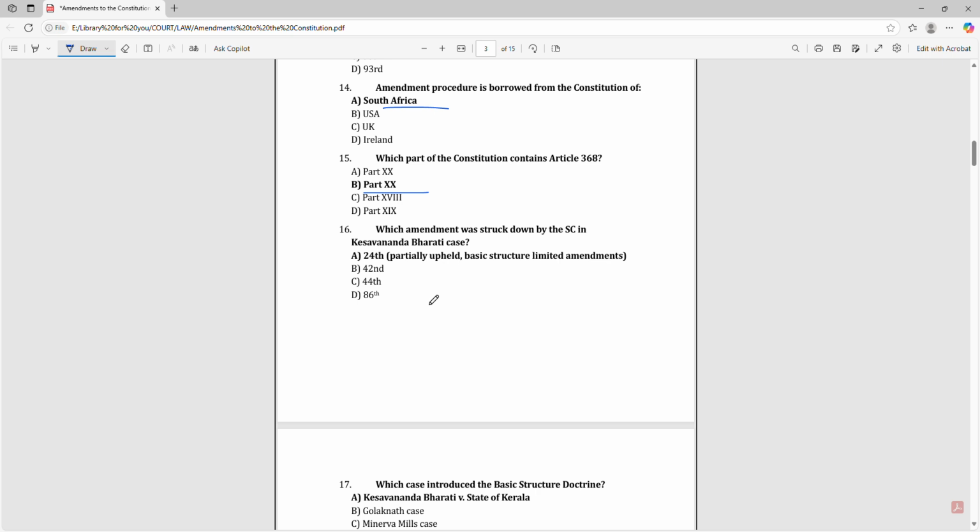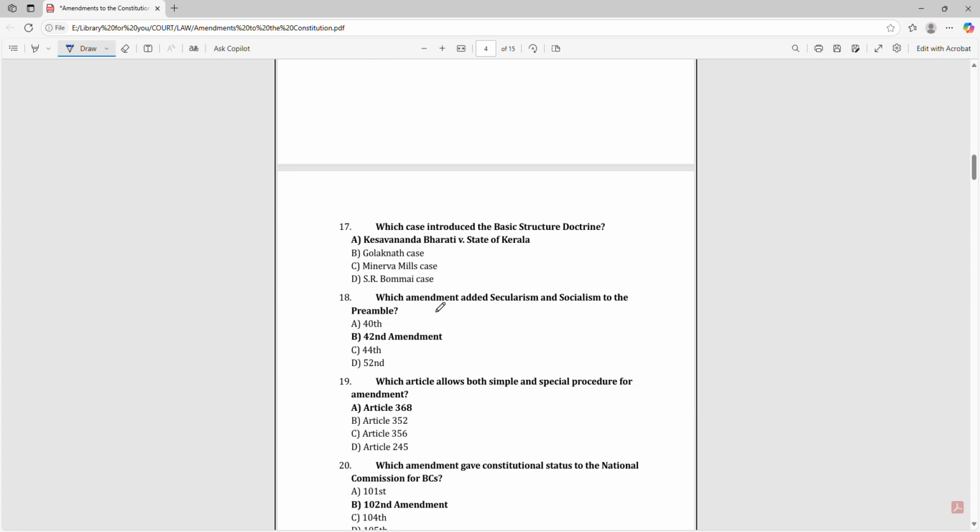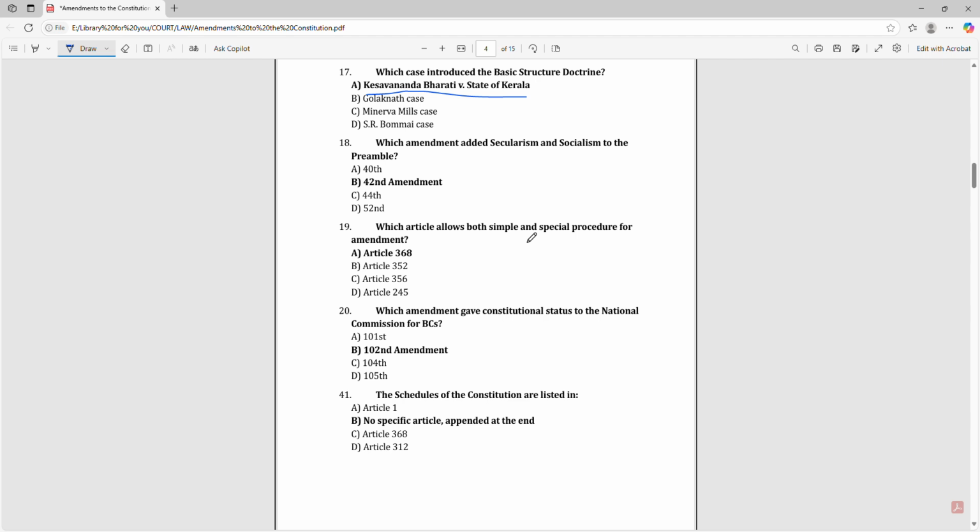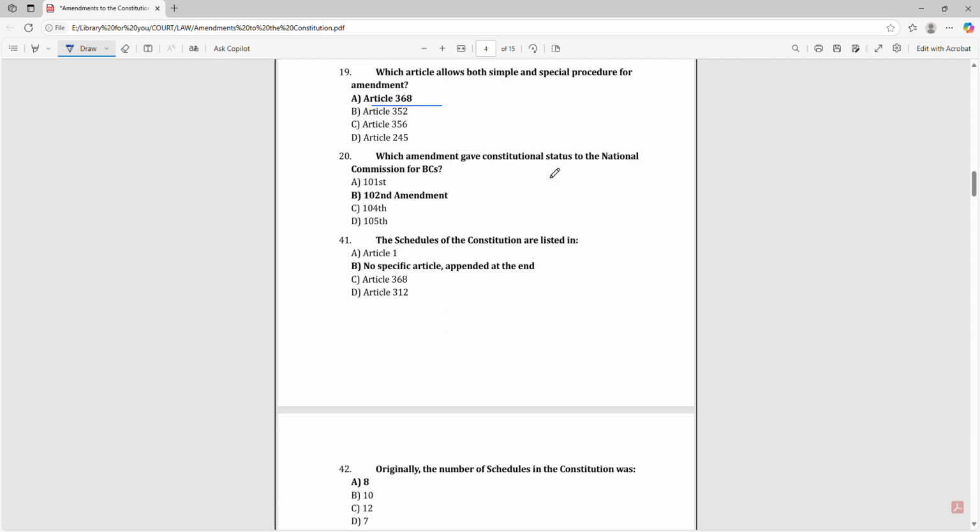Which amendment was struck down by the Supreme Court in the Kesavananda Bharati case? 24th. Which case introduced the basic structure doctrine? Kesavananda Bharati vs State of Kerala. Which amendment added secularism and socialism to the Preamble? 42nd. Which article allows both simple and special procedure for amendment? Article 368. Which amendment gave constitutional status to the National Commission for BCs?